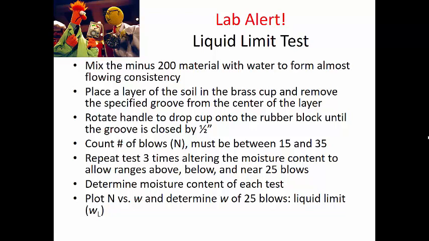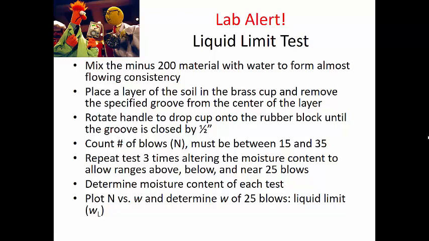Then we place a layer of it in a brass cup. We place a groove through the center of that layer. We rotate the handle. Once we have that complete, we rotate the handle to drop that brass cup onto a hard rubber block until the groove closes by a half an inch long. And I'll show you a picture of that here soon.